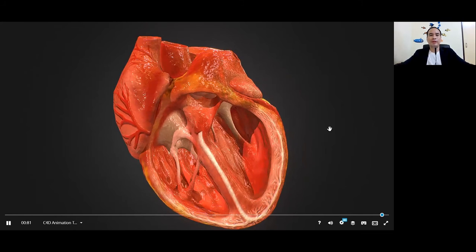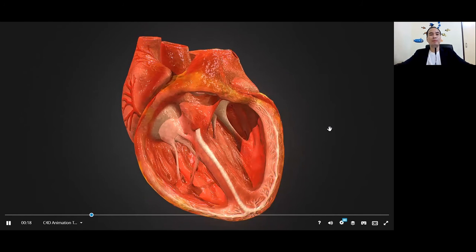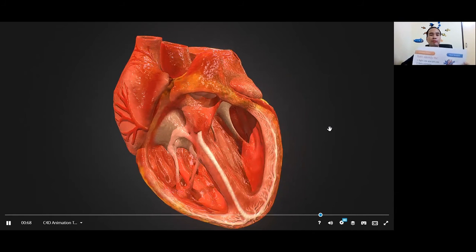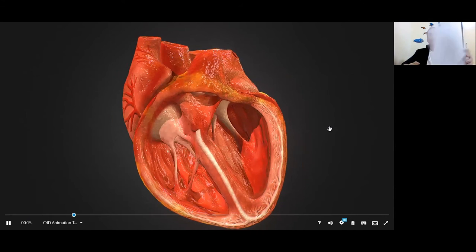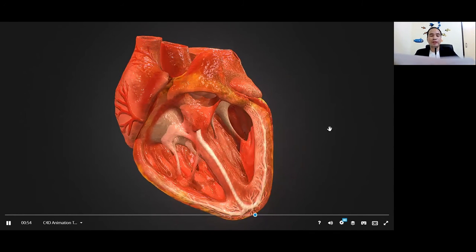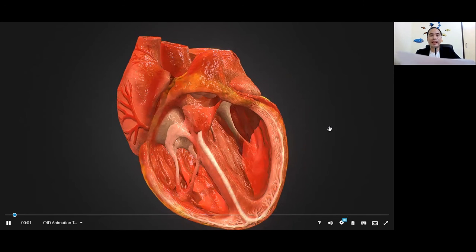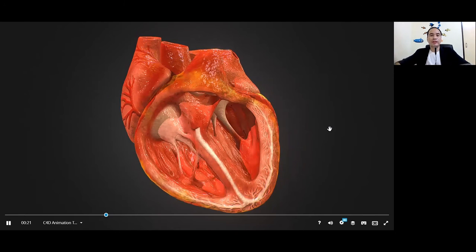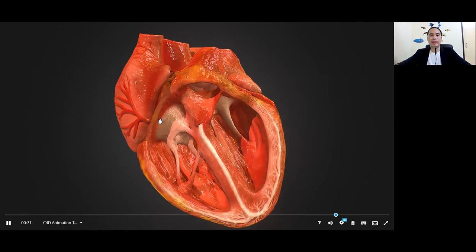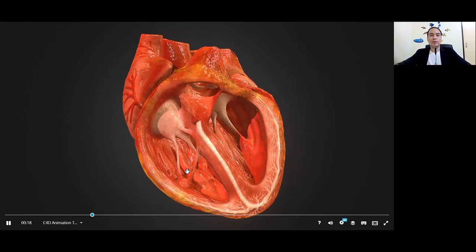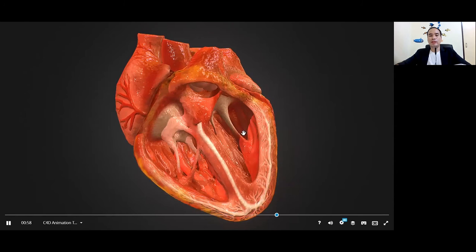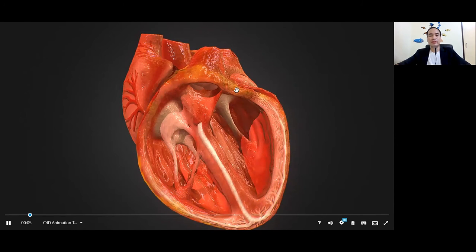Okay, so what you have on your screen right now is the 3D model of your heart. I want you to prepare this paper as we explore the different parts. So number one, our first task is to identify which one is the right side and the left side of your heart. Look at the hands of your mouse. This one is the right side of your heart, and this one is your left side of your heart.